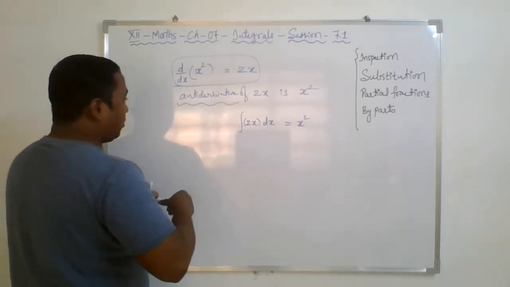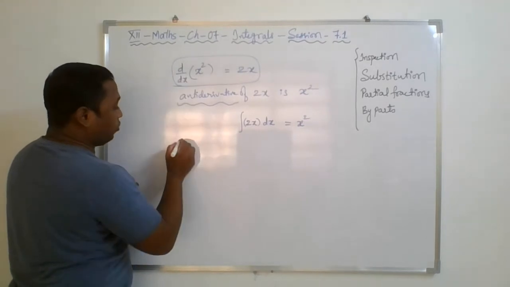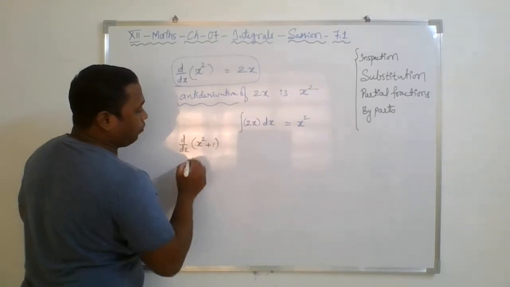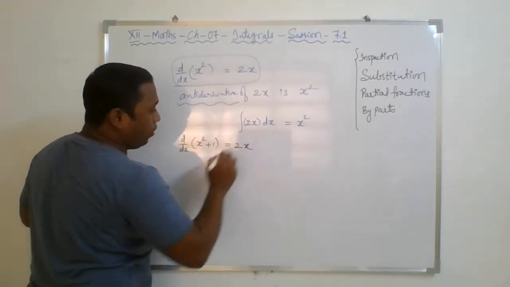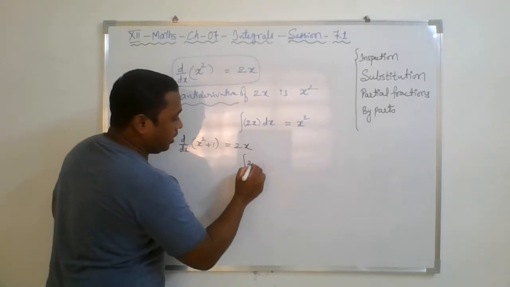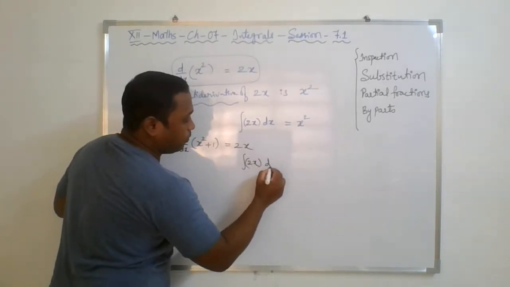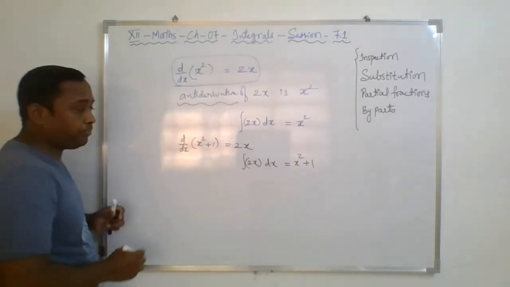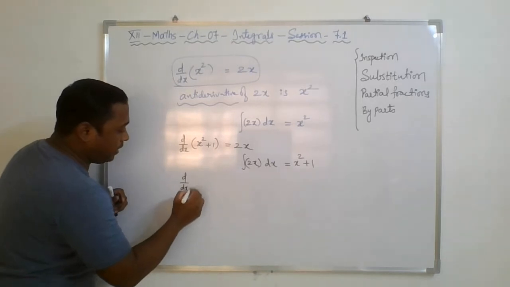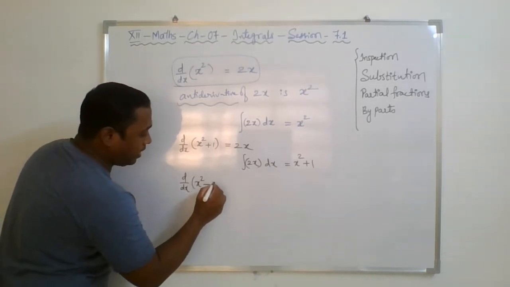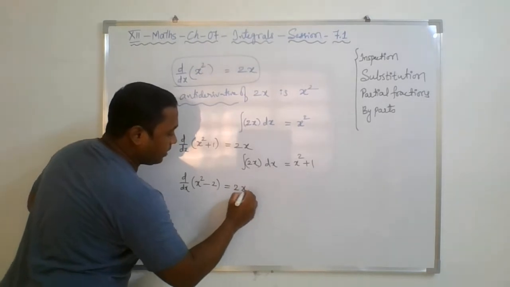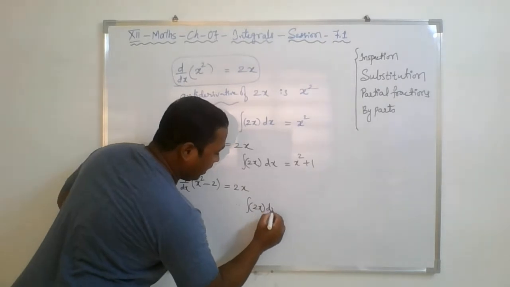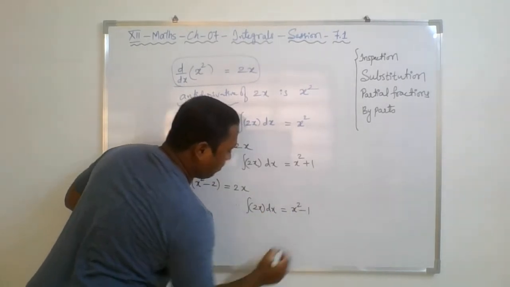Now I take the next example connected to this one. The derivative of x square plus 1 will also give 2x. Hence, the integral of 2x dx is also termed as x square plus 1. Now, if I take the derivative of x square minus 2, the derivative is still 2x. Hence, the integral of 2x dx will be x square minus 1.